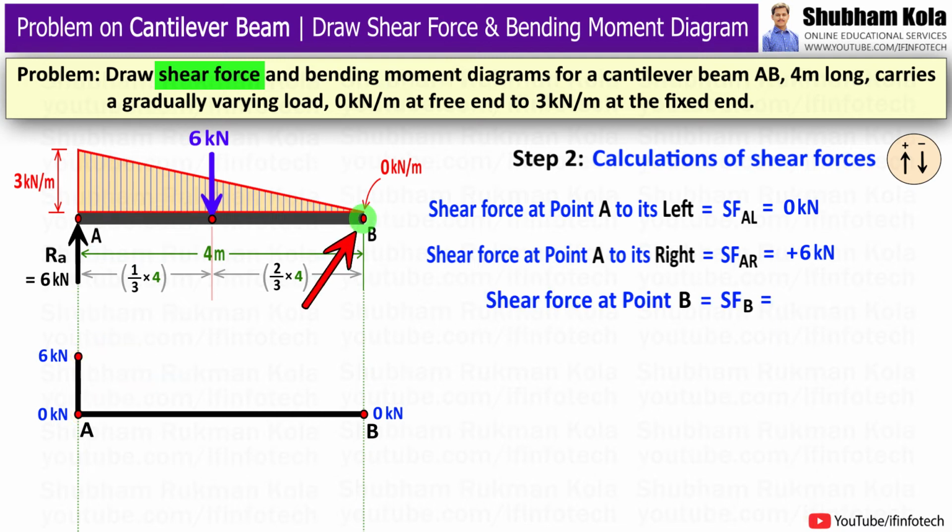Now point P is the end point of the uniformly varying load. So I am taking a section at point P, that is SF at point P, and here I will carry forward the previous value of shear force up to point A to its right, which is 6 kN, and to the left side of point B there is uniformly varying load that we had converted into a point load of 6 kN acting on the beam in the downward direction.